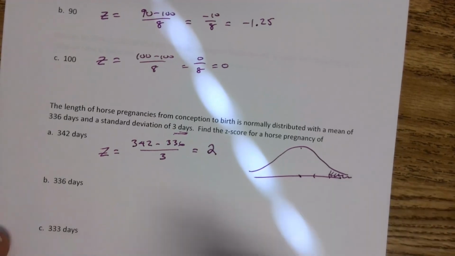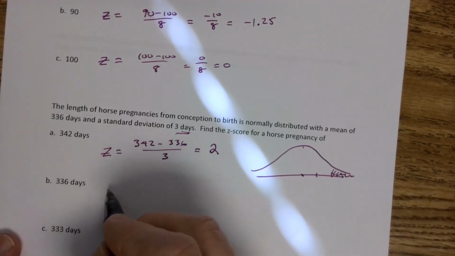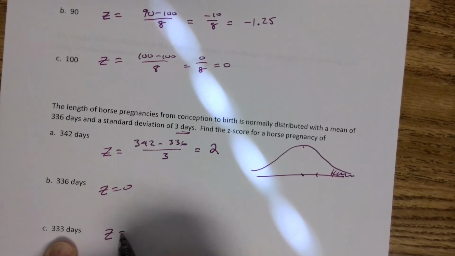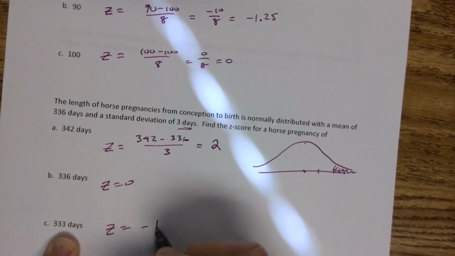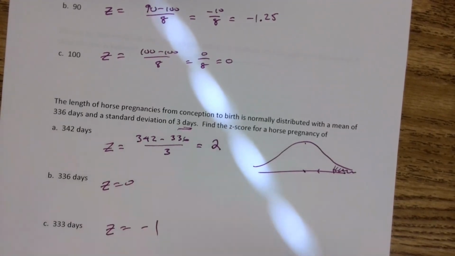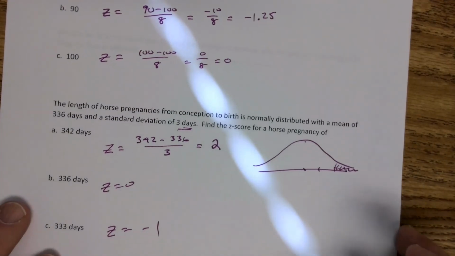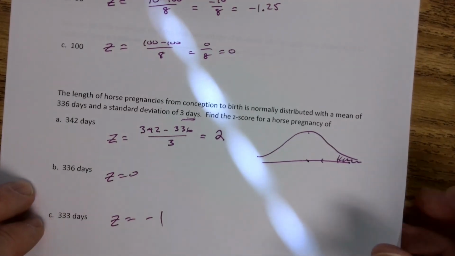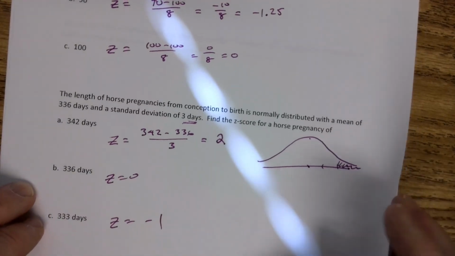Okay, 336. Well, that is the mean, right? So Z is equal to 0, and 333 days is a Z of negative 1. Negative 1. Make sure, be careful. There's really negative 1 and positive 1. As you do your homework, make sure you get those correct. Get that in your head. Are you above the mean or are you below the mean?